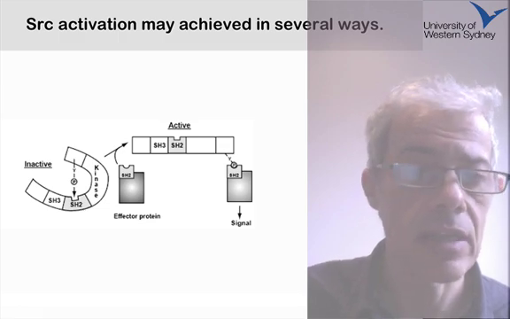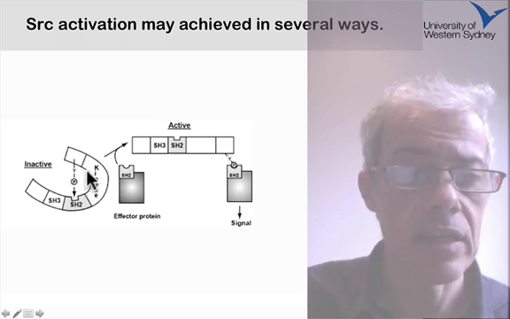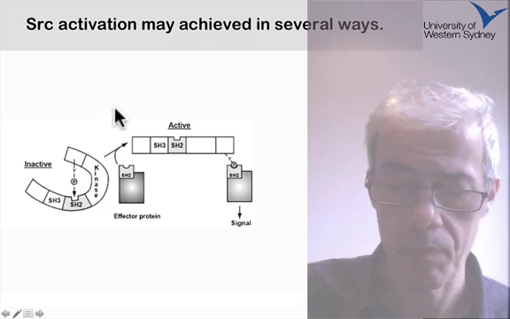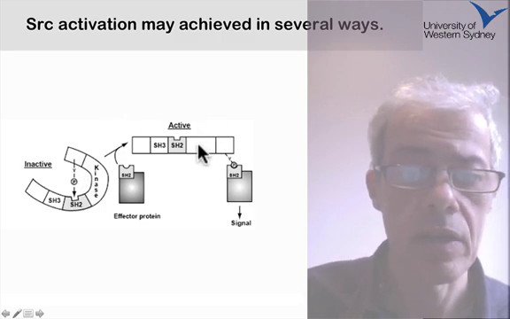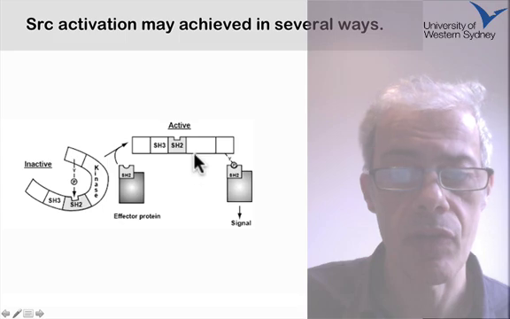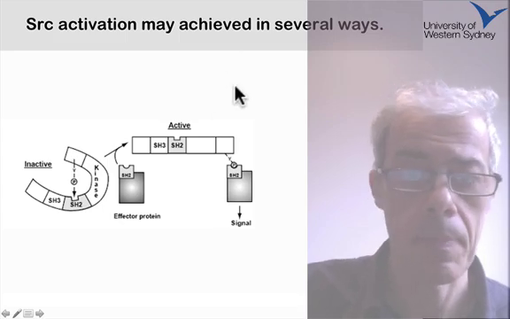Because in this inactive form here, the kinase is hidden from its substrates. Whereas in this open form, the kinase activity is able to phosphorylate other proteins.